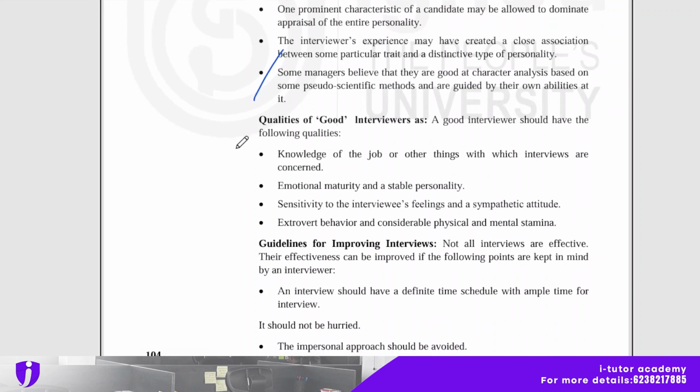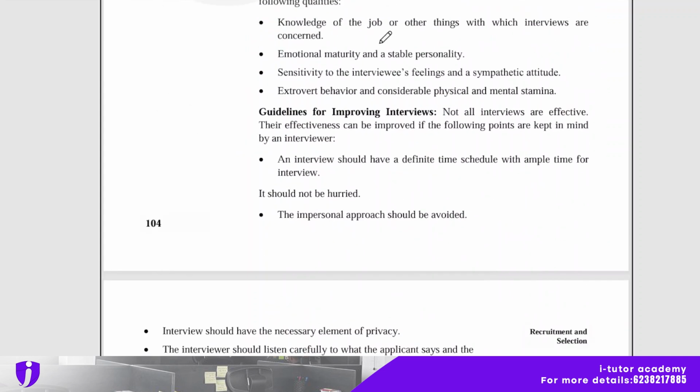And qualities of good interviewers: a good interviewer should have the following qualities: the knowledge of the job and other things with which interviews are concerned, emotional maturity and a stable personality, sensitivity to the interviewee's feelings and a sympathetic attitude, extrovert behavior, and considerable physical and mental stamina.